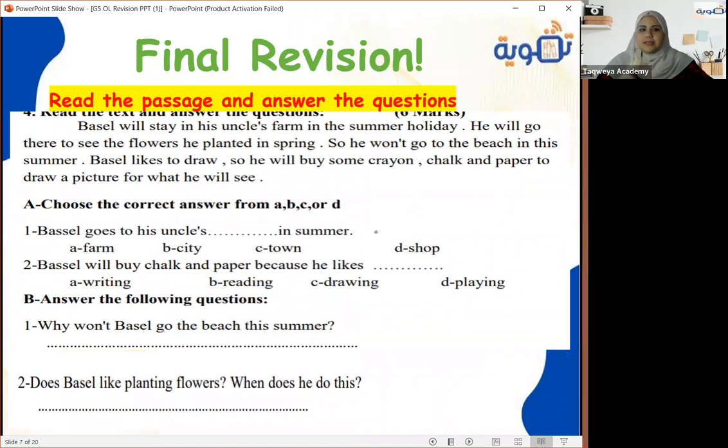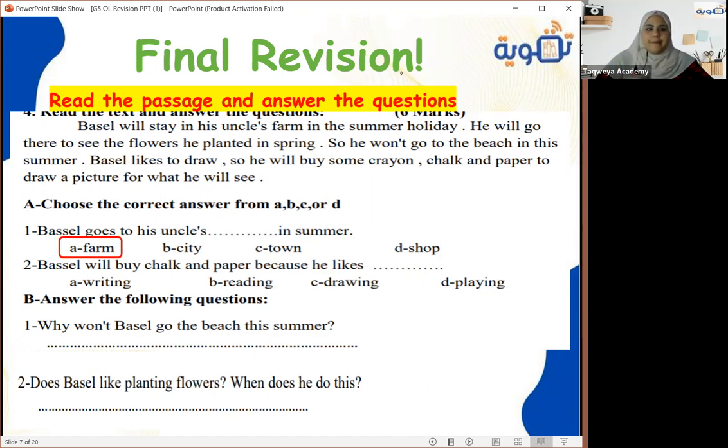Still, another passage. Read the question, check the answer. Basil goes to his uncle's. All right, go to the passage and see. Basil will stay in his uncle's farm. In his uncle's farm. So the answer here is farm.